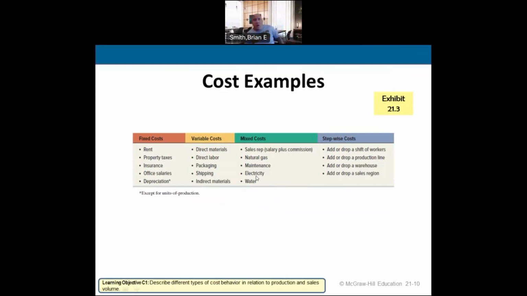Electricity and water. Now, a lot of people aren't aware of this, but it's important for a utility to have the infrastructure ready for the highest demand.